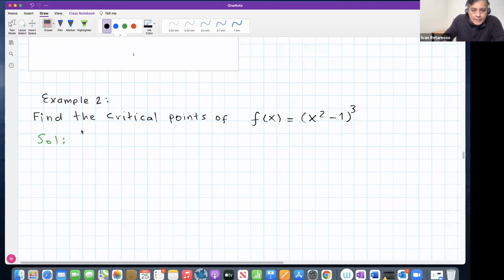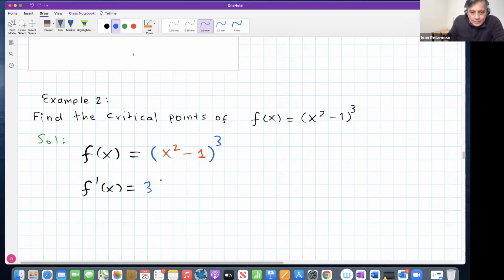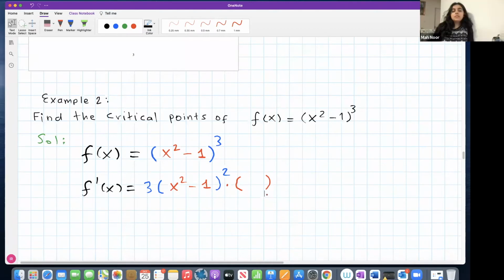I'm going to rewrite f of x as this cube function, the outside function, and x squared minus 1, the inside function, in red. So the derivative of this composite function should be the derivative of the outside function, 3 times the square of the inside function, x squared minus 1, which stays for a moment, and then times the derivative of the inside. Anyone could tell me the derivative of x squared minus 1? 2x. Excellent. 2x, the derivative of the inside function.